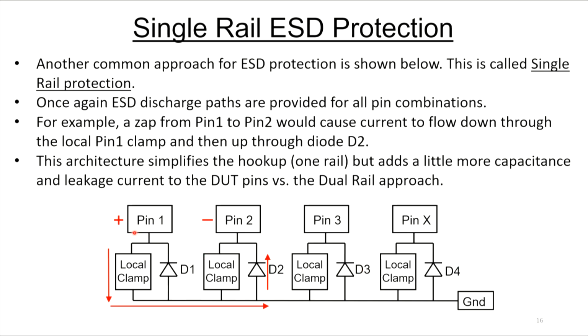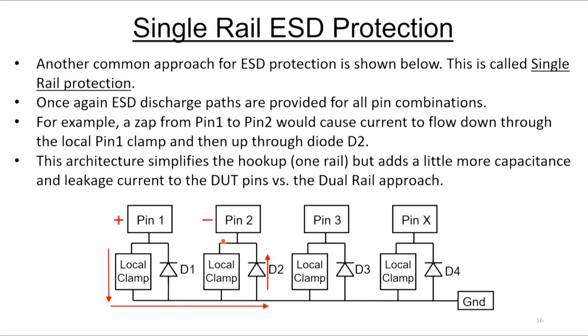Instead of a shared supply clamp, what we do is we put a local supply clamp on every pin with a diode to, say, ground. So once again, ESD discharge paths are provided for all pin combinations. For example, if you zap from pin 1 to pin 2, the discharge path would be down through the local clamp, across on ground, and then up through diode D2. You can kind of see, once again, no matter what pin combination you pick here, you're going to have an ESD path for that current.